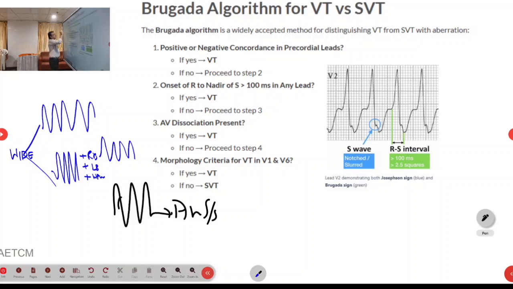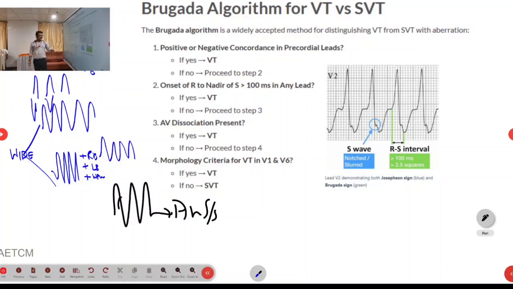Concordance means, if you are taking V1 to V6, we know that V1 is predominantly negative, then V2 it will become positive, and V6 it will be maximum positive. This is called R wave progression. Even in SVT with aberrancy, you can see this type of progression from V1 to V6, whereas in VT, in all the leads it will be either positive or negative. That will be a little difficult for a beginner.